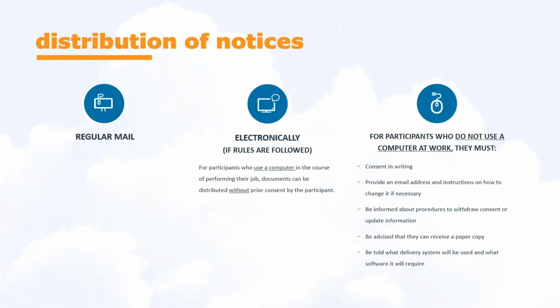So if you want to send it electronically, you're going to have to get all the participants to consent in writing to receiving the information by email, for example, or going to a website. They need to provide an email address to you and instructions on how to change that email if they need to do that. They need to be informed about the procedures to withdraw consent or to update that information. Also, they need to be advised that they can receive a paper copy and be told what delivery system will be used and what software it will require.